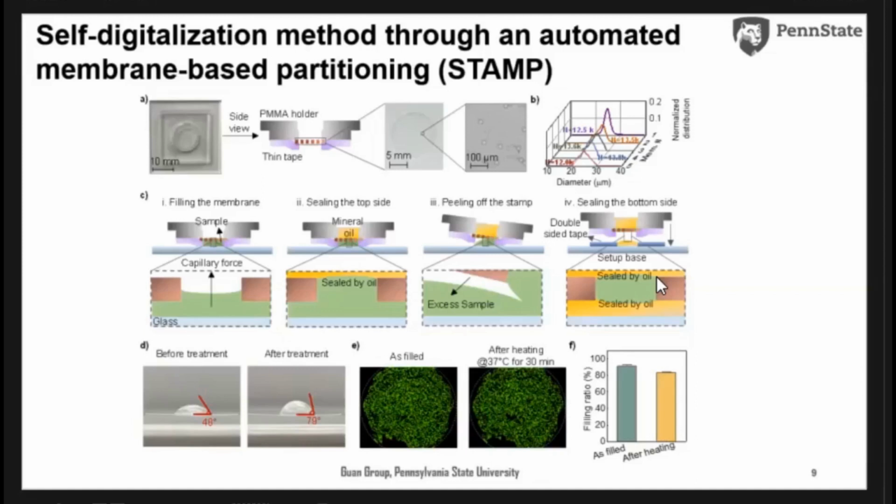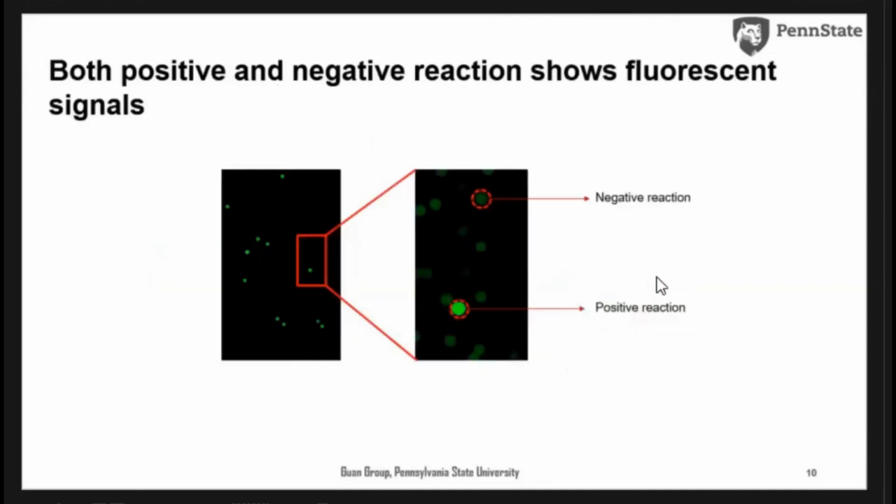After that, we evaluated the filling process using this technique, and we realized we can never actually fill all the pores inside the membrane. But the good thing about our system was that even in the negative reaction, we can get some fluorescent signal. Therefore, in our system, we just want to use the filled pores as our quantification. So we're not going to look into the pores that have not been filled.